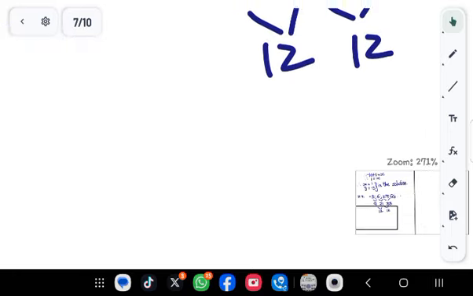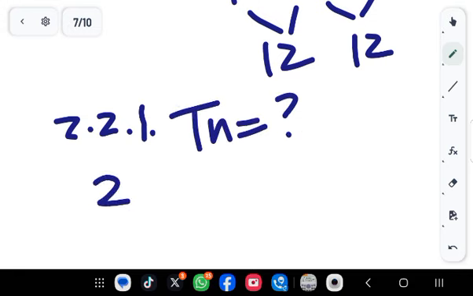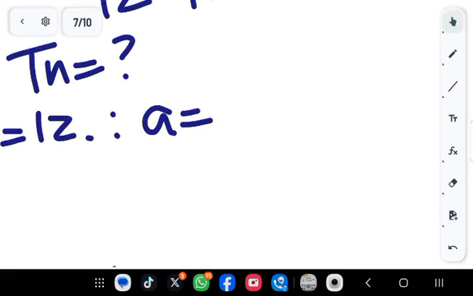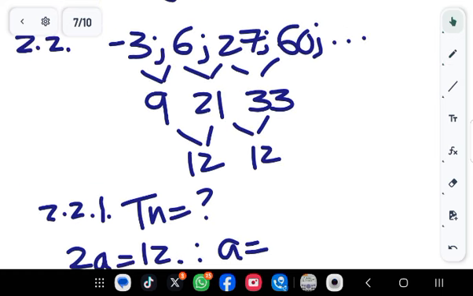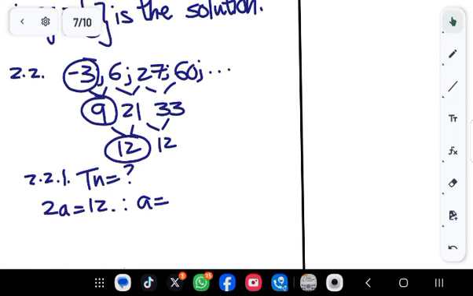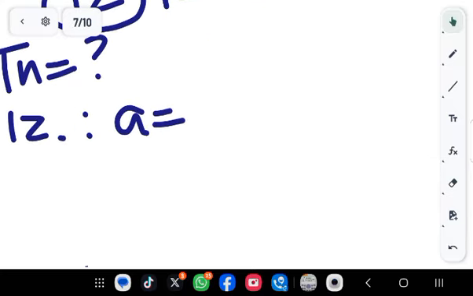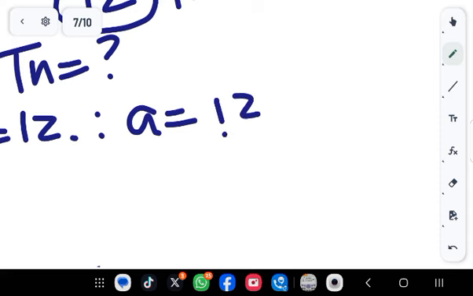Now we can start finding the general term. We have 2a equals 12, so let's find a. Therefore a equals 12 divided by 2. This is where we start, from here, then go up, and the last one on the same row. The first term of each row is what we use. So a is 12 divided by 2, which gives us 6.